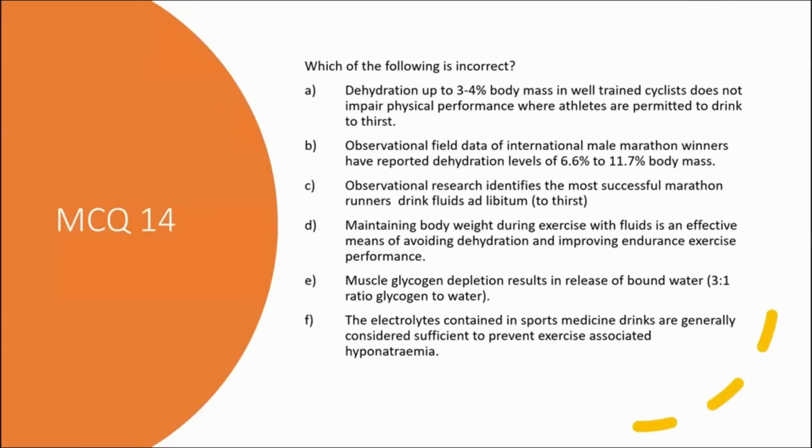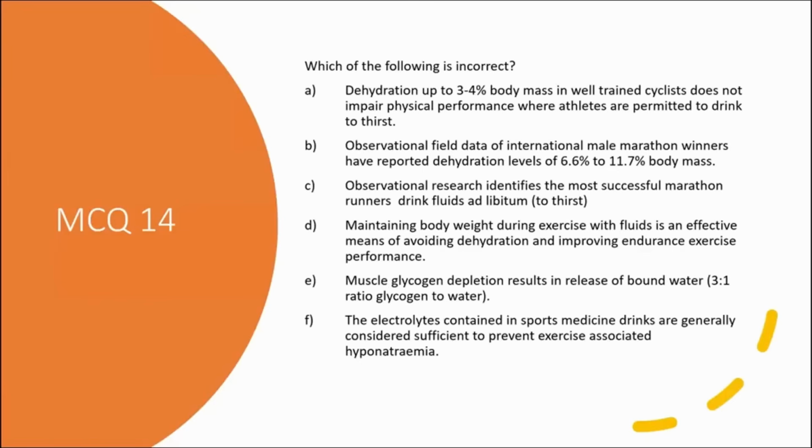Question 14. Which of the following is incorrect? Dehydration up to 3 to 4% in well-trained cyclists does not impair physical performance. Observational field data have reported dehydration levels of 6.6 to 11.7% body mass in male marathon winners. Observational research identifies most successful marathon runners drink fluids first. Maintaining body weight is an effective means of avoiding dehydration and improving exercise performance. Muscle glycogen depletion results in the release of bound water, a 3-to-1 ratio.